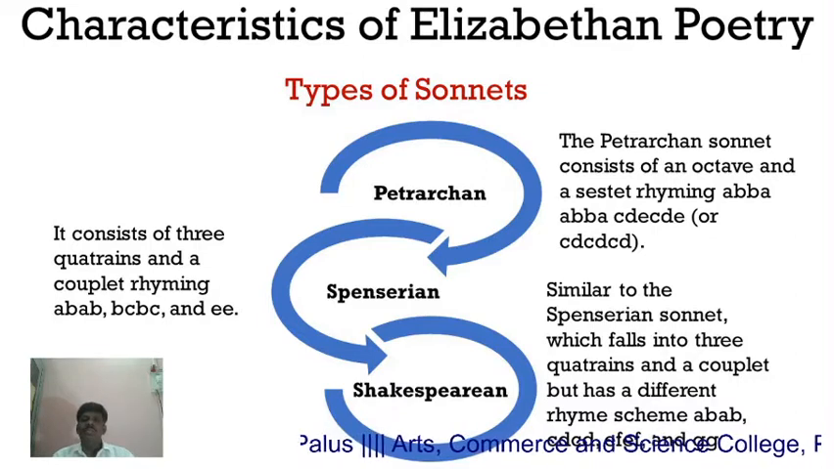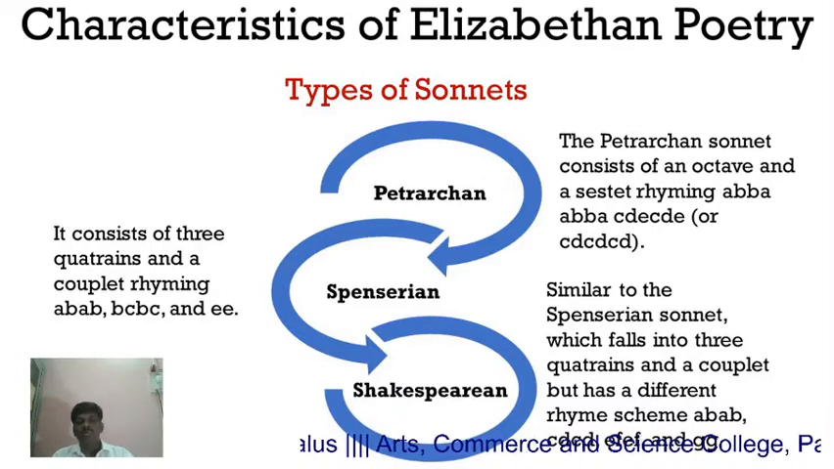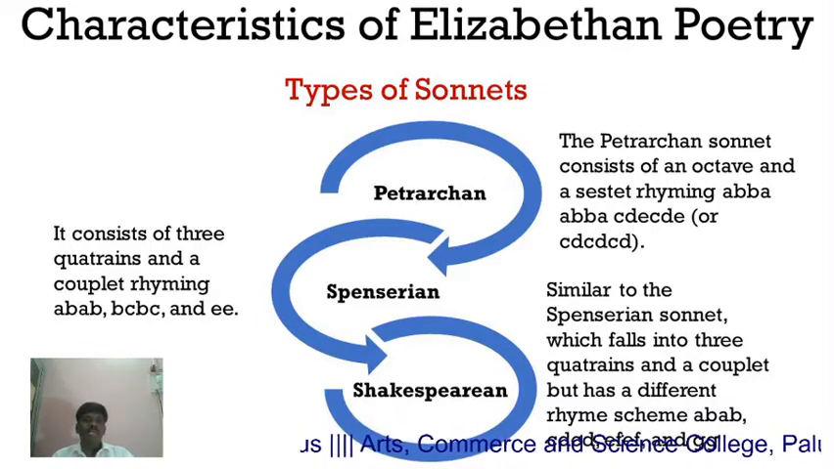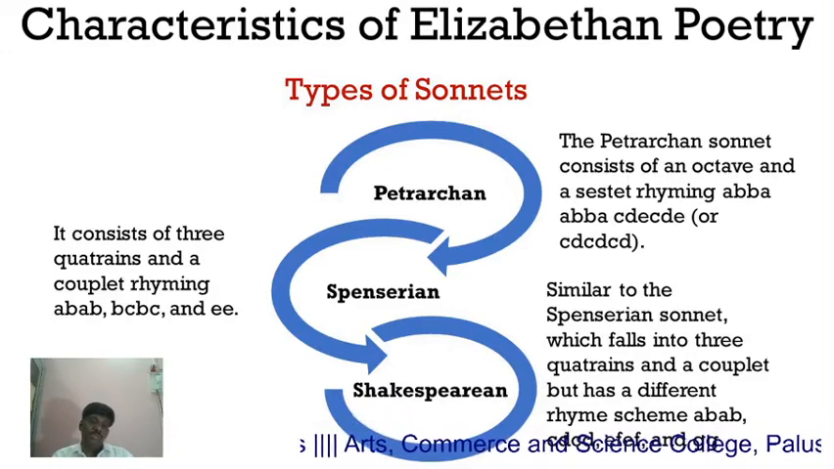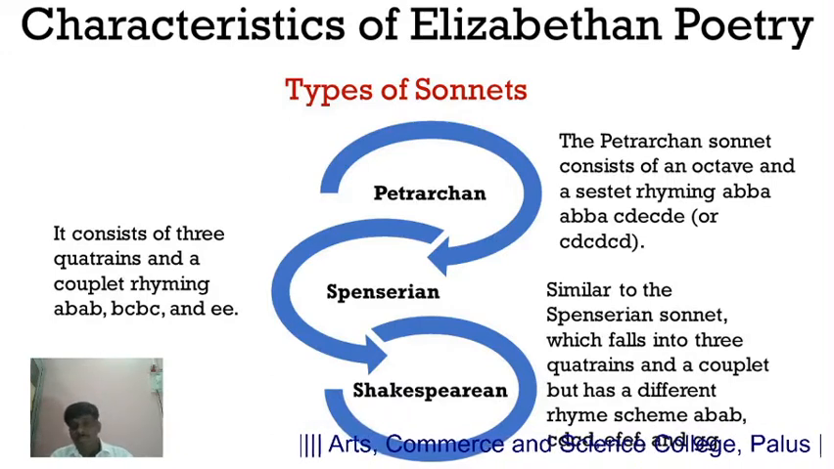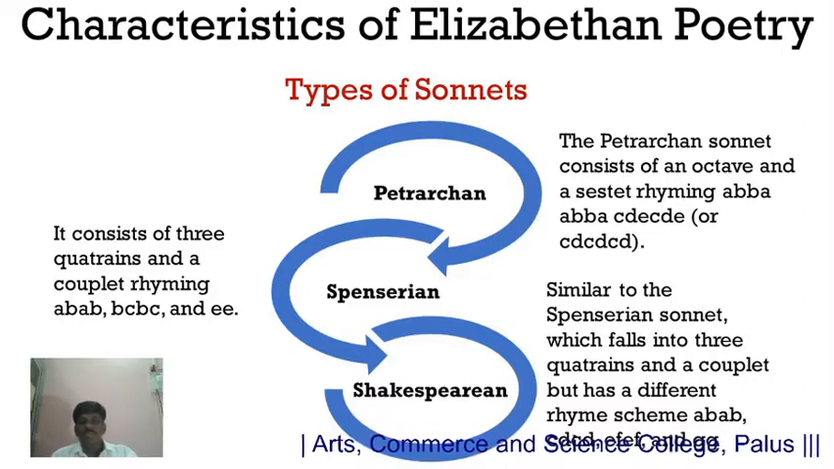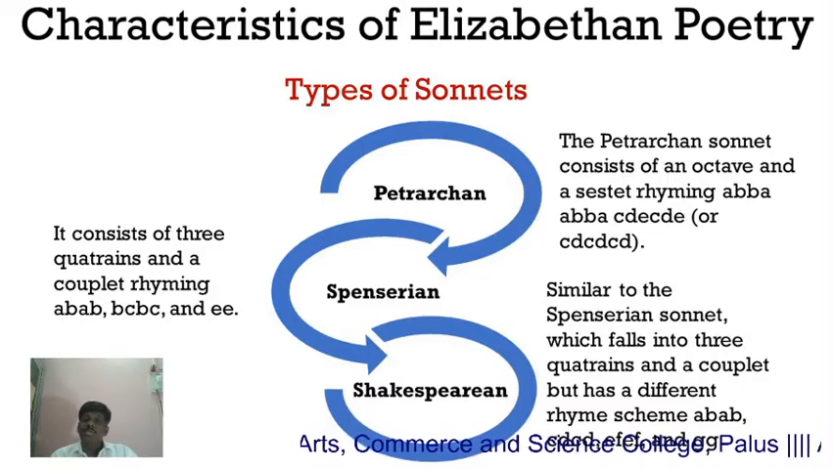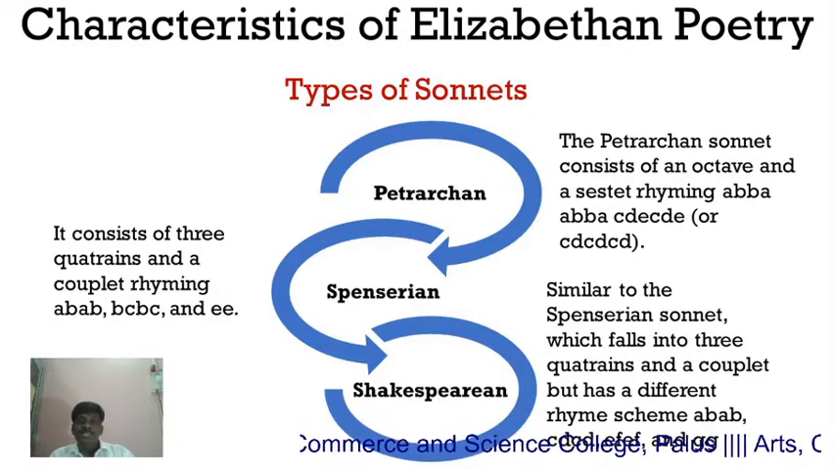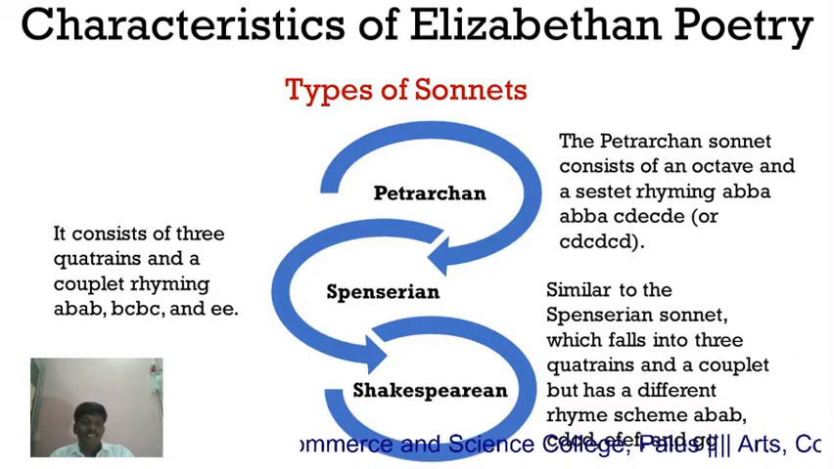Basically, the Shakespearean and Spenserian sonnets were known as English sonnets, and the Petrarchan sonnet is known as an Italian sonnet because Petrarch is an Italian poet. Spenser and Shakespeare were English poets. So the Petrarchan sonnet consists of an octave and a sestet, rhyming ABBA ABBA CDE CDE or CDC CDC.